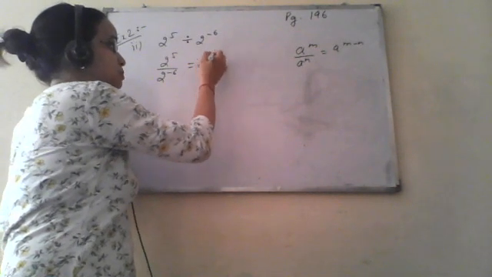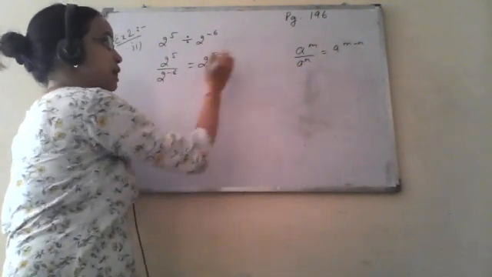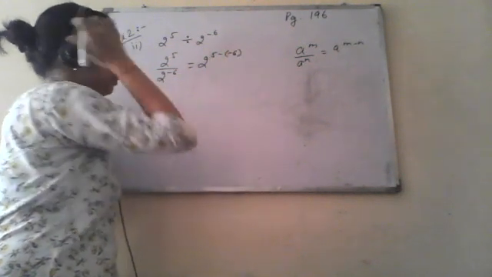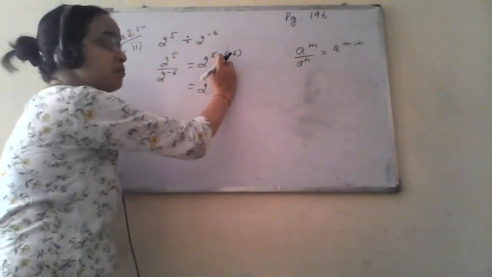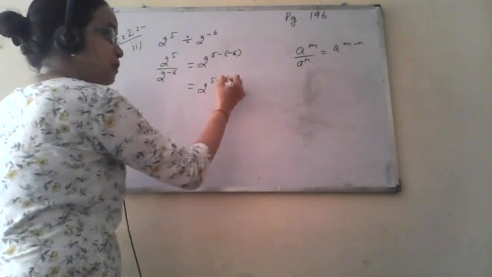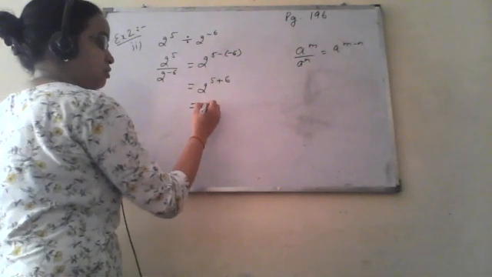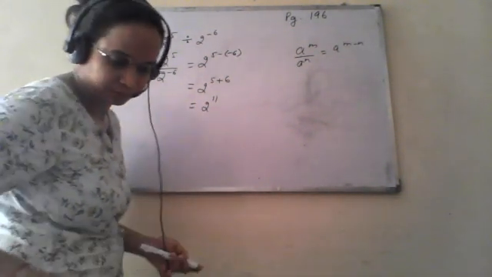So it will become 2 to the power plus 5 minus, and in place of n it is minus 6. Clear? Now there is one minus sign outside the bracket, so it will change its sign. It will become plus 6. So the value will be 2 to the power plus 11. Clear?